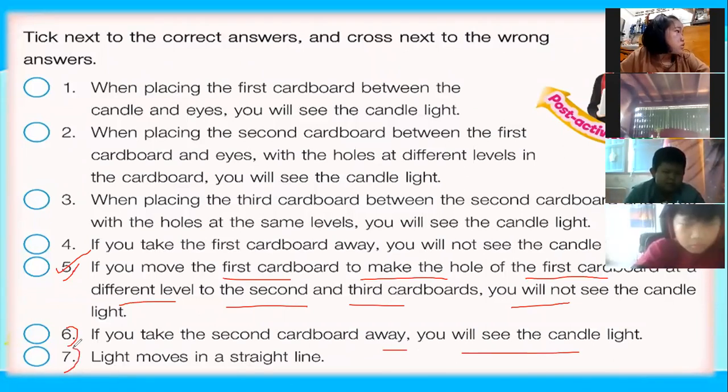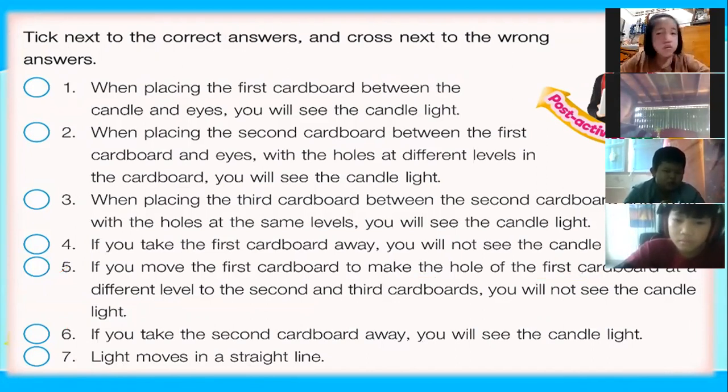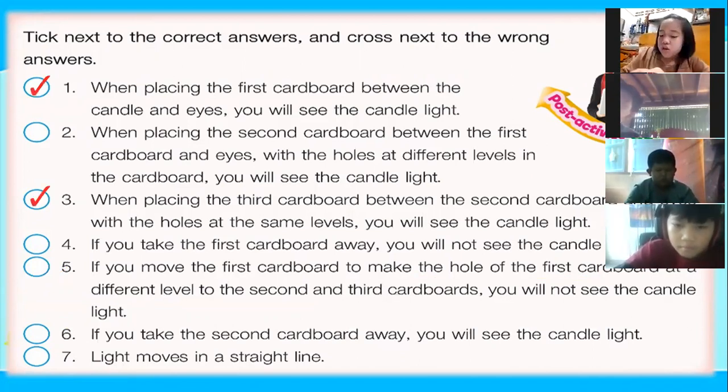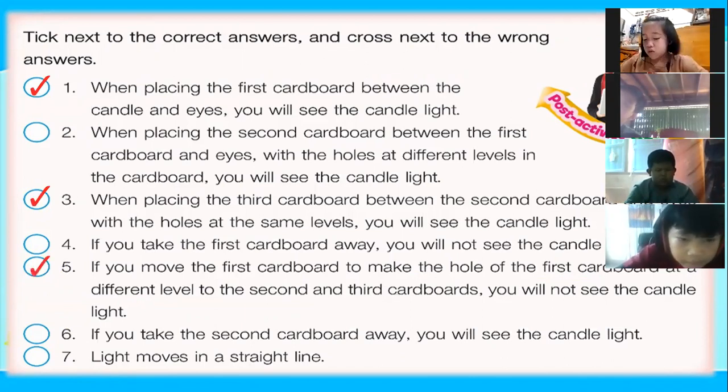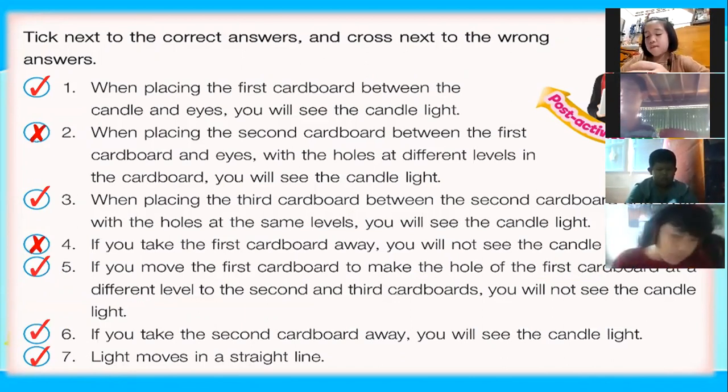Now, number 7: light moves in a straight line. Is it true or wrong? True, very good. That is the correct answer. So number 1 is correct. Number 2 is wrong. Number 3 is correct. Number 4 is wrong. Number 5 is correct. Number 6 is correct. Number 7 is also correct. Okay. So this is all the observation, what we observe from the whole experiment.